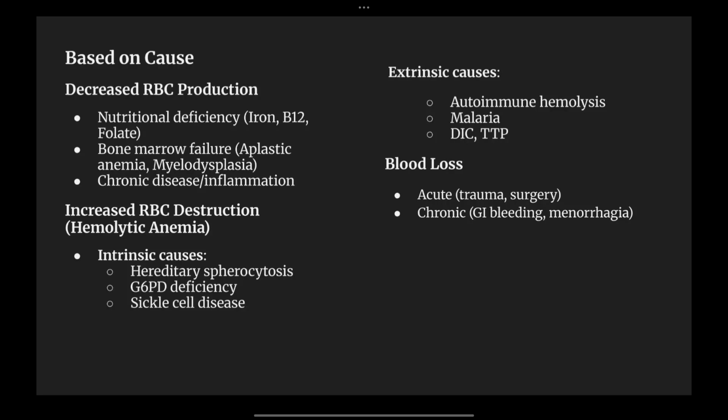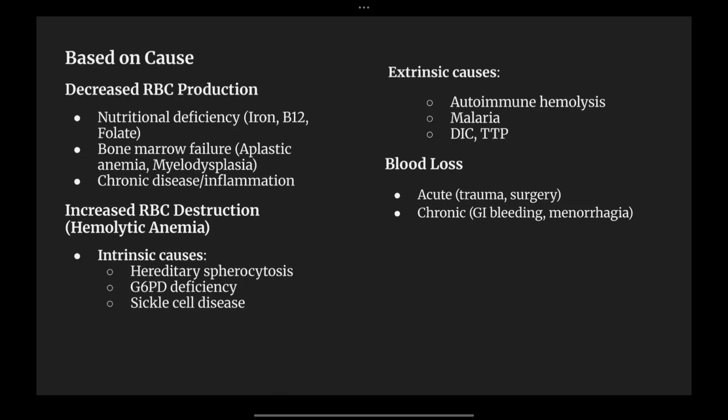One can be decreased RBC production. There is less amount of RBCs being produced, or it can be because of increased RBC destruction, or because of the increased RBCs being broken down, or is hemolysis happening, or because of the blood loss. So there are three types based upon the cause. The first type is decreased RBC production. So the RBC production that is happening inside the body is less.